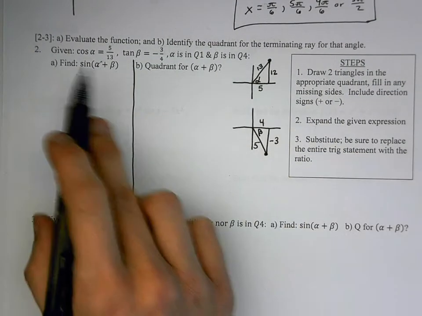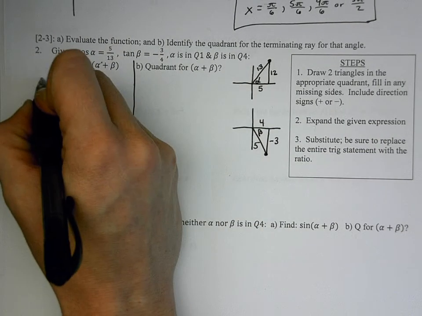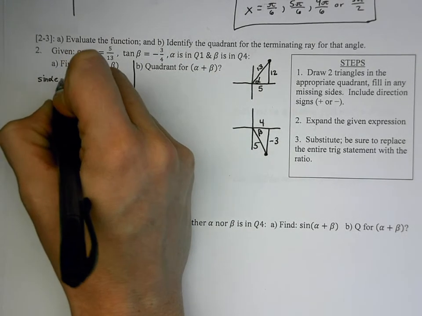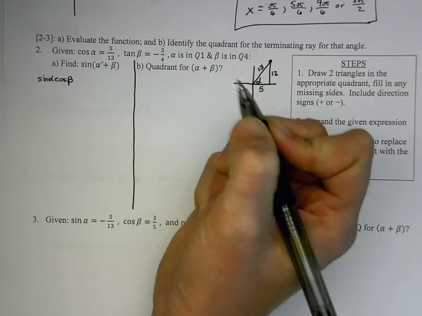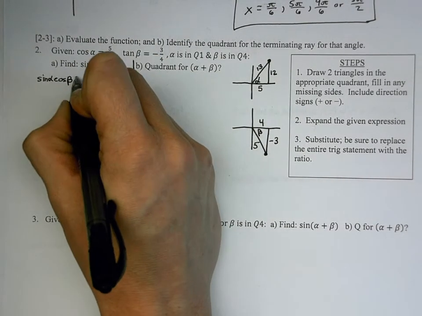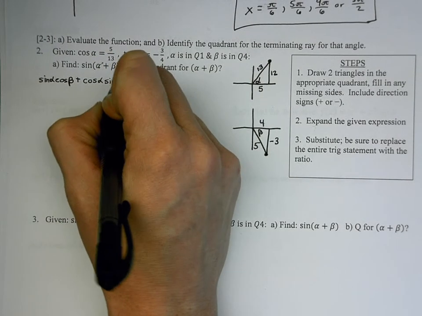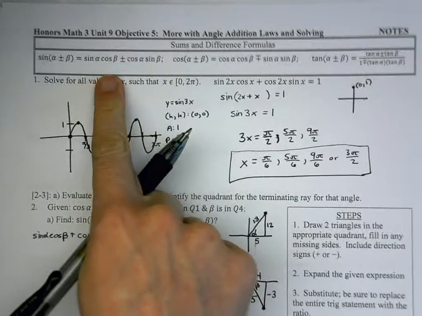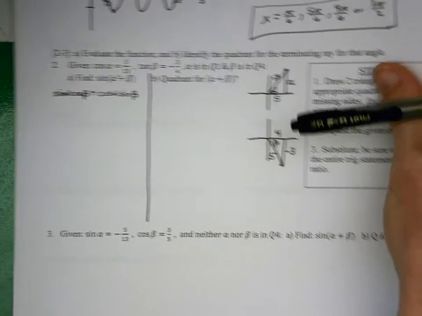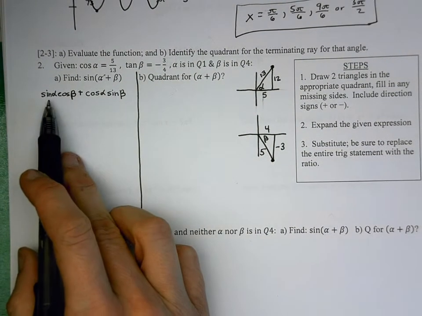Okay, well, sine alpha plus beta, this is the sine sum formula. So we're going to go ahead and go sine first angle, which is alpha, cosine second angle, which is beta. Same sign, right? Sine is same, so this would be plus. And then cosine alpha, sine beta. This is again using our sum and difference formulas that we learned in Objective 4. Okay. And now that we have it expanded, we can substitute in.